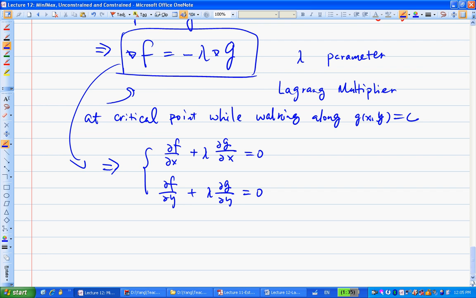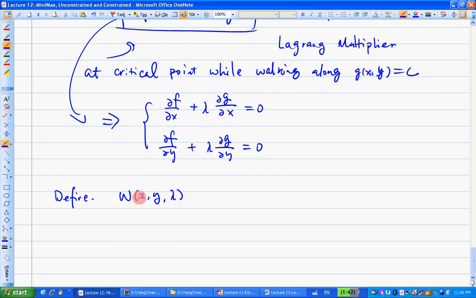I guess we're not quite satisfied with this stage yet, so we're going to move one step further. We're going to define ourselves a new function. Let's call it W. This W is a function of x, y, and lambda. These are the three variables here. The function is defined as this.